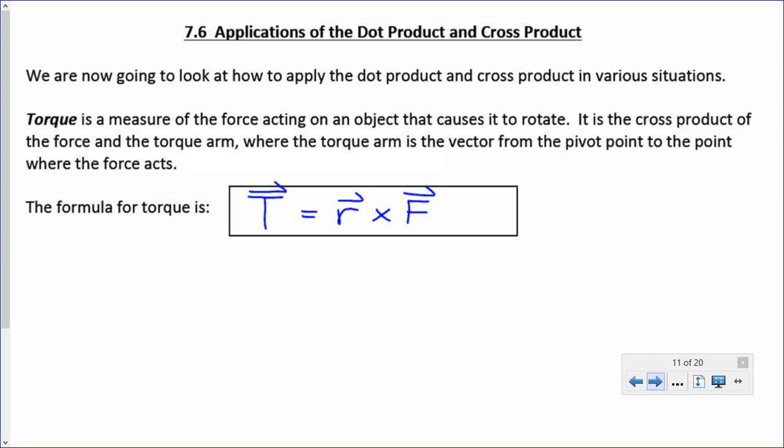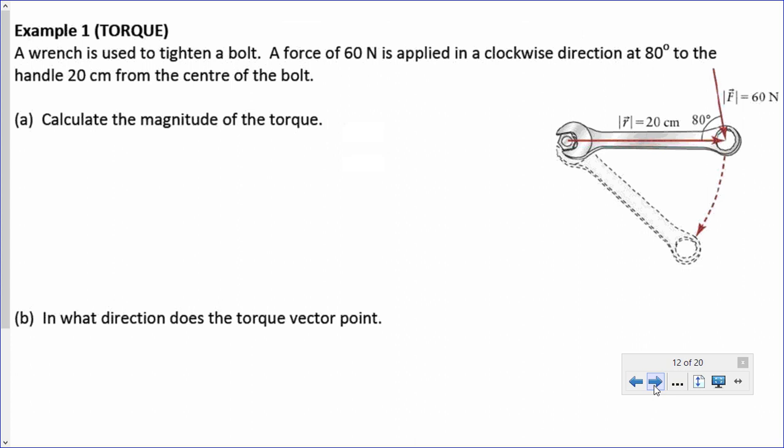Okay? So here's an example with a wrench. A wrench is used to tighten a bolt. A force of 60 newtons is applied in a clockwise direction at 80 degrees to the handle, 20 centimeters from the center of the bolt. Calculate the magnitude of the torque.